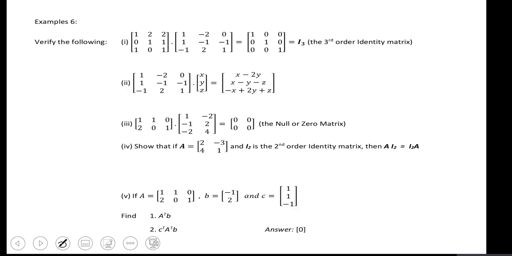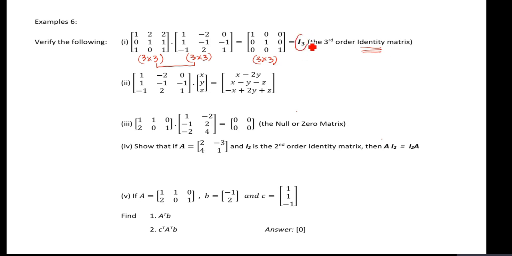So let's go to the next one. This is the last slide. Here I'm merely emphasizing a few things. Verify the following. Number 1. This is a 3 by 3. This is also a 3 by 3. The order is going to be a 3 by 3. And when you work that out, what do you notice? Ones diagonally, zeros all over. What matrix is this? The identity matrix.